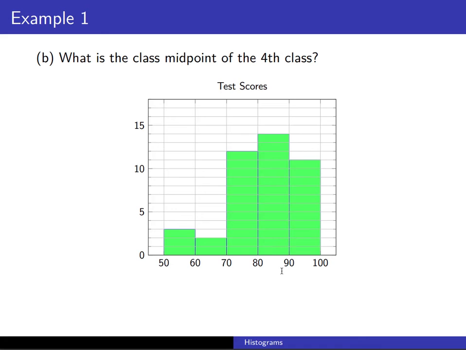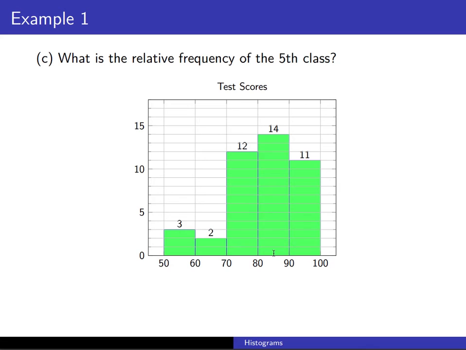And the midpoint, if we take 80 and 90 and add them up and divide by 2, we get 85 as the midpoint, the halfway point between the two ends here of the bar. Part C, what is the relative frequency of the fifth class?